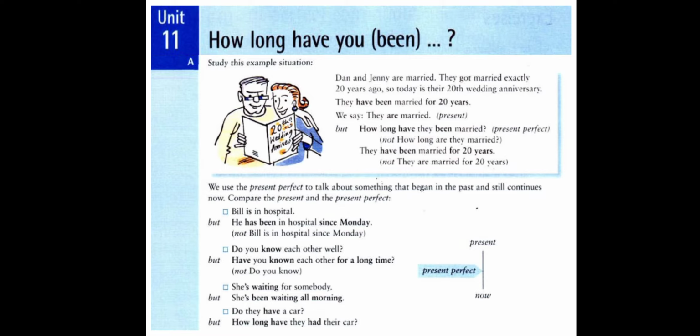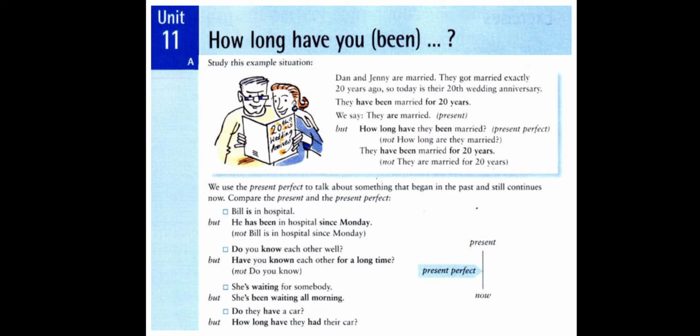Study this example situation. Dan and Jenny are married now. They are married now. They are wife and husband. They got married exactly 20 years ago. They married 20 years ago. So the period covered from the beginning of their marriage until now is 20 years. Now or today becomes their 20 years. They are married for 20 years.